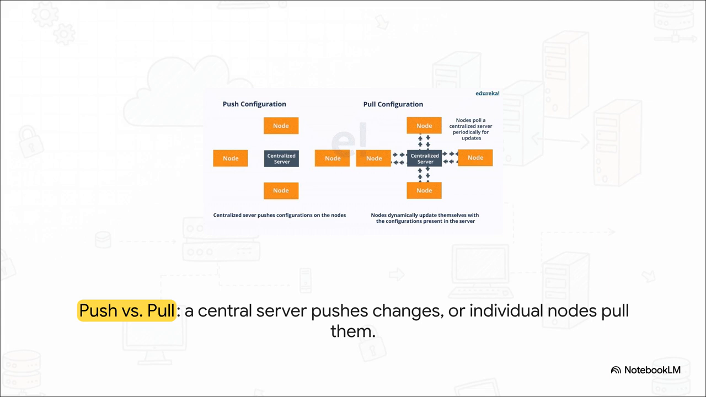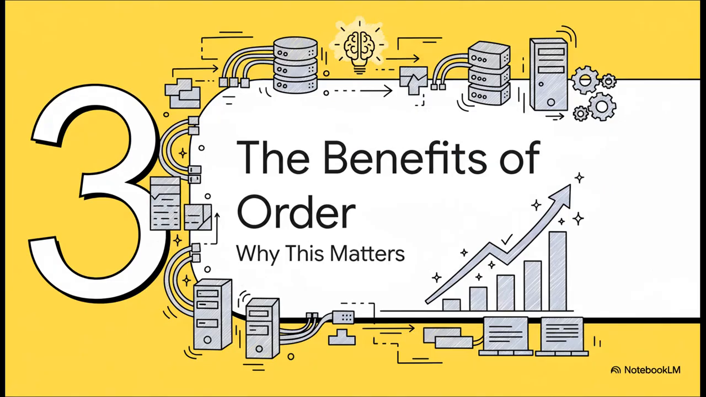Then you have the pull model. In this setup, each individual machine is responsible for checking in with the central server and pulling down its own latest configuration. This approach is often way better for handling huge scale and making sure everything stays consistent over the long run. So, we've gone through the what and the how.